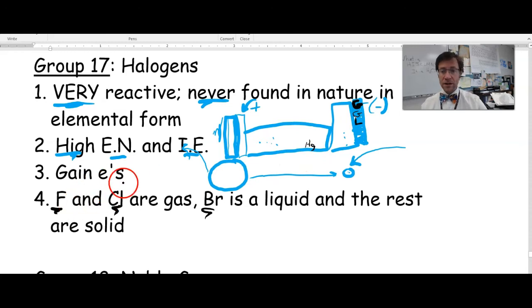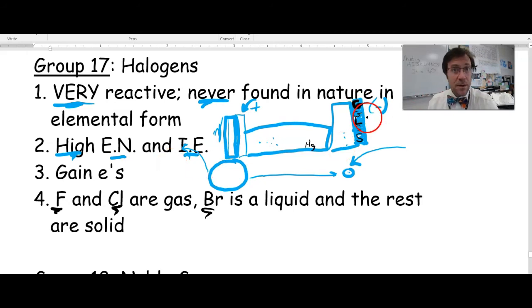So fluorine and chlorine are gases. Fluorine is here, chlorine is here. Bromine is a liquid, and then the next two are solids. So you start as a gas. This is the only group that does this, where you have a gas and a liquid and a solid. You pass through all three phases of matter. No other group has all three phases of matter. None of them. It's just kind of weird.